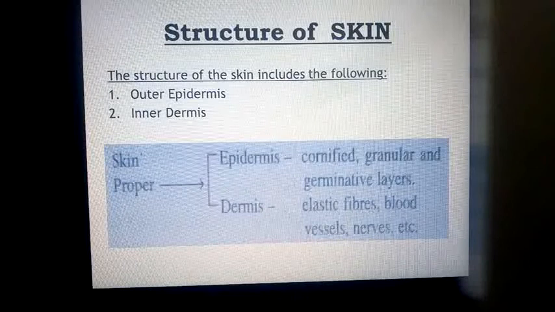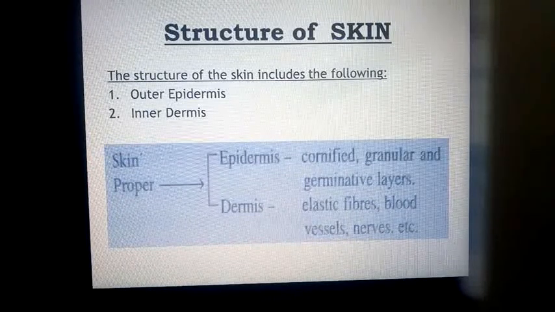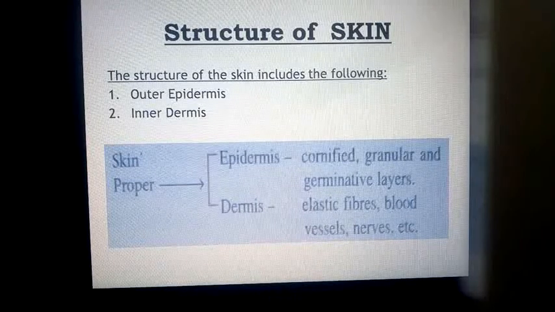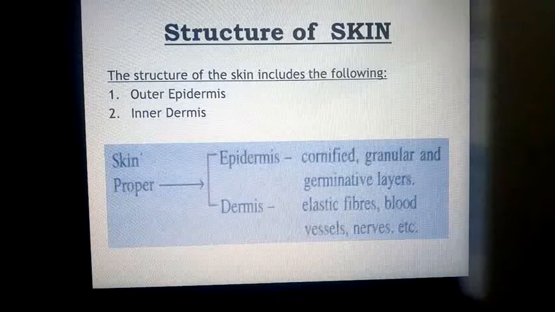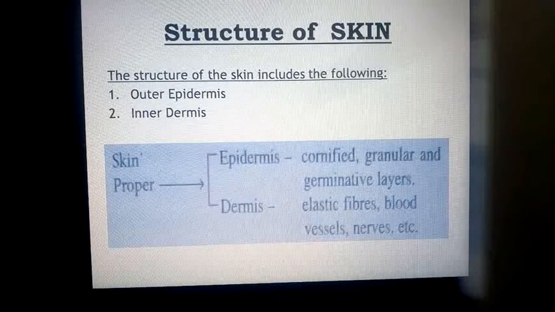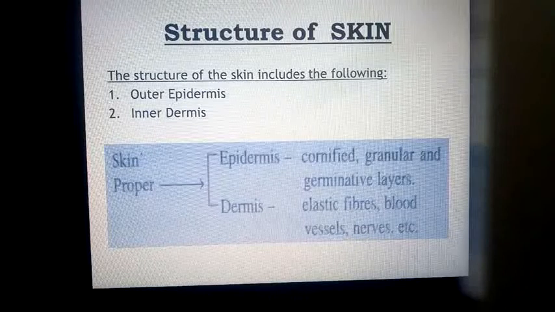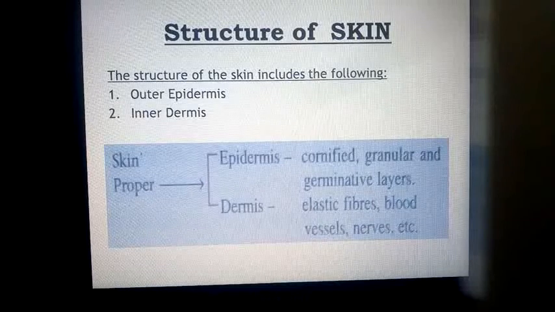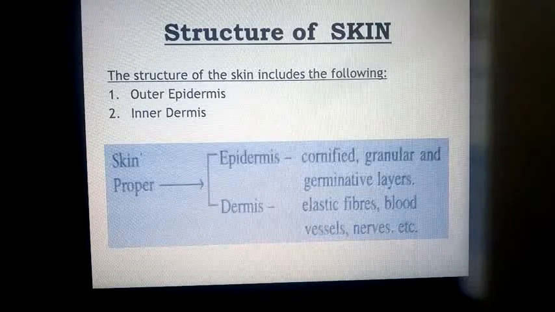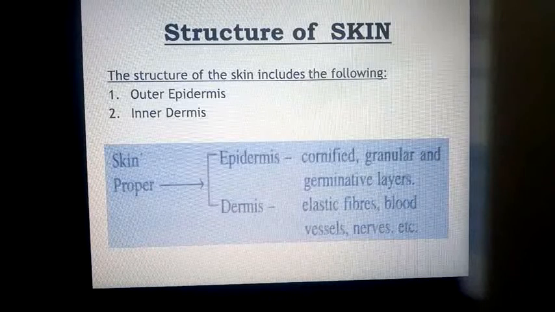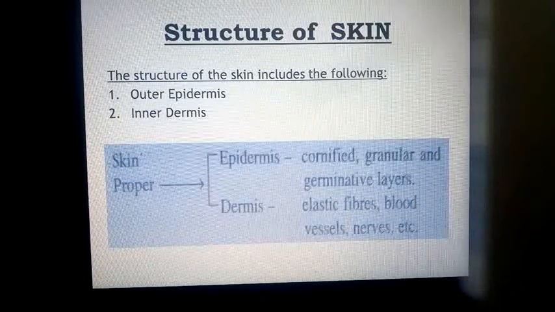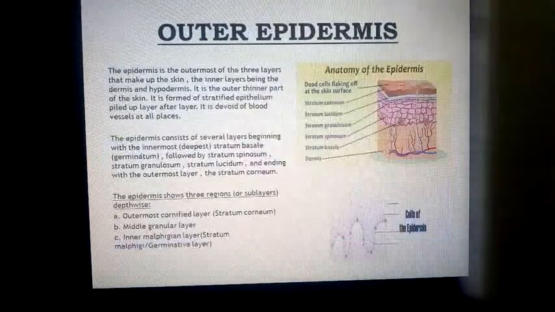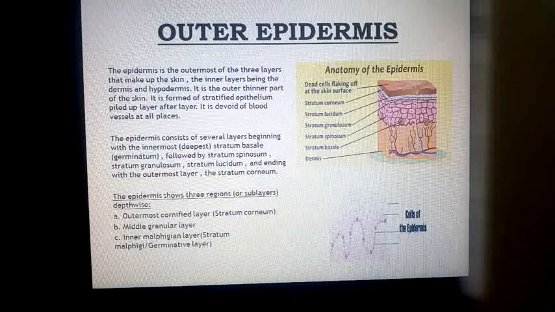Now, structure of skin. Structure of skin includes the following things: outer epidermis and inner dermis. Got it? So we call it skin proper and also derivatives. Like that, 2 things we will take. What is skin proper made up of? Epidermis and dermis. What are derivatives of the skin? Hair, nails, mammary glands, sweat glands and sebaceous glands. That only we are going to learn in detail in our lesson.